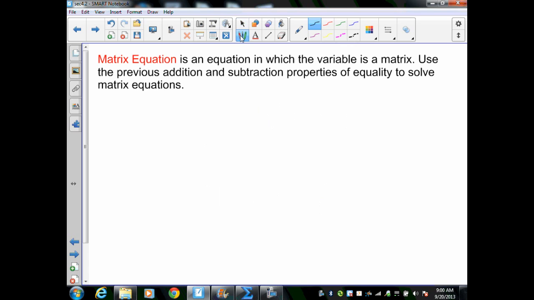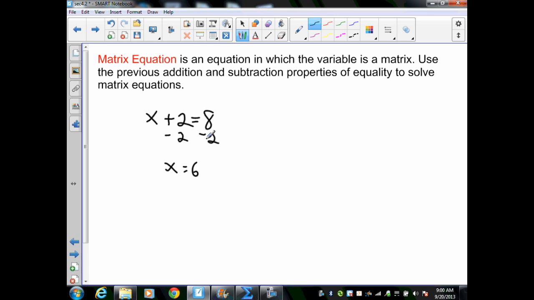A matrix equation is an equation in which the variable is a matrix. We use the previous addition and subtraction properties of equality to solve matrix equations. In the past, we've had problems that look like this in algebra. Very simple equations. X plus 2 equals 8. In matrix equations, the 2 will be a matrix and the 8 will be a matrix, and I'll be solving for X. We're going to do this as we have in the past, which is use inverse operation. We'll subtract 2 from both sides, eliminating this matrix, and then performing this operation, which just gives us 6.